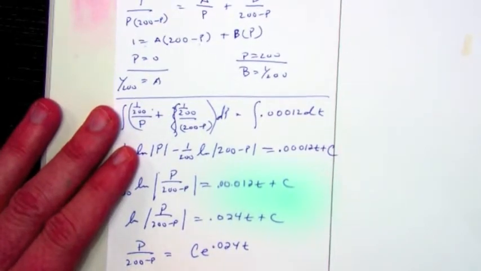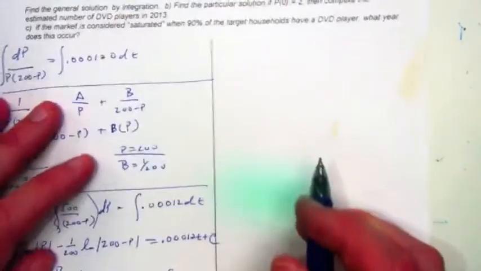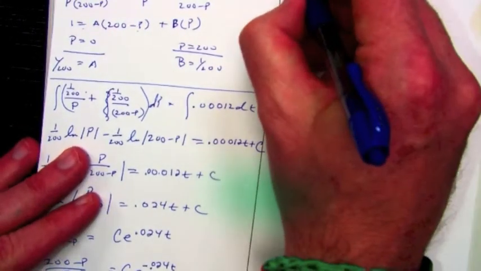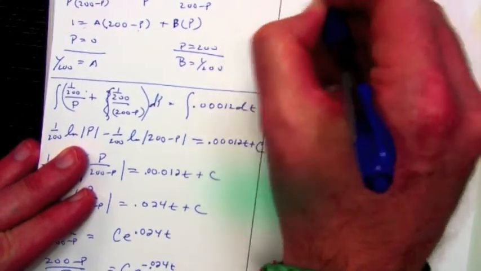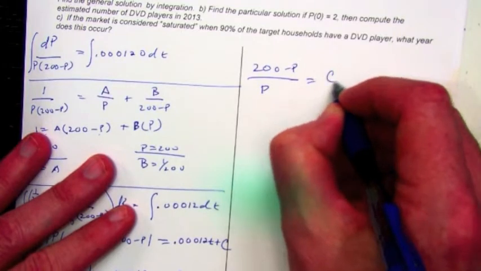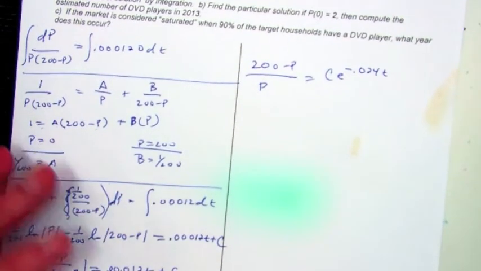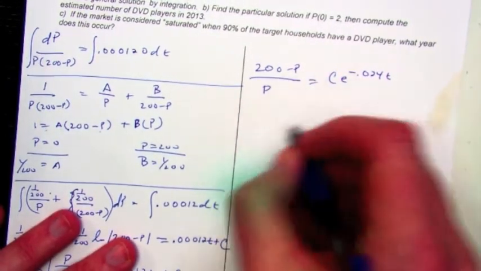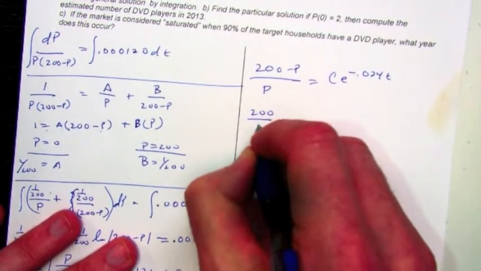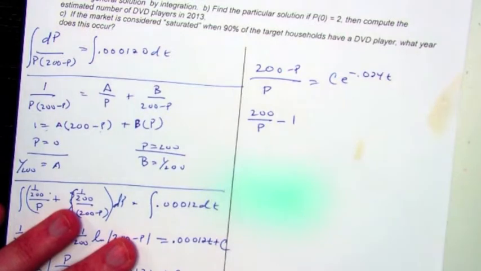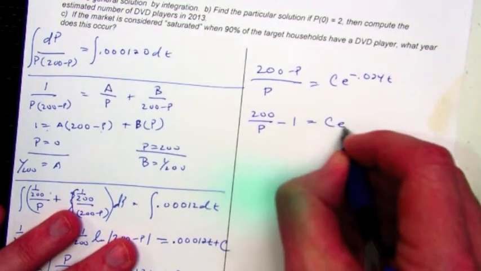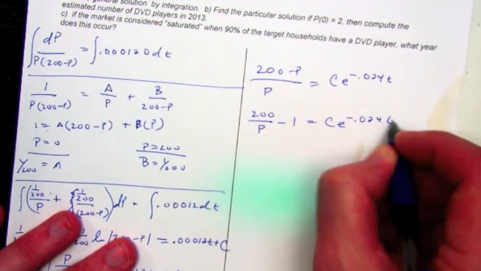minus p over p. Okay, so I'm going to rewrite it up on the top here. So I get 200 minus p over p is equal to c e to the negative 0.024t. All right, now if you look at that, I can split this up, and I get 200 over p minus 1 equals c e to the negative 0.024t.